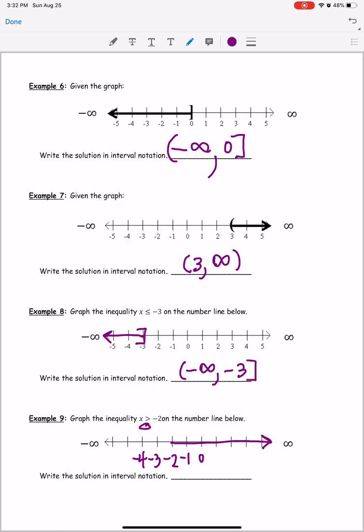It's got nothing under here. So that means parenthesis. So my interval notation looks the same way. Starting at -2, and it's pointing to the positive infinity side. So infinity with a parenthesis.